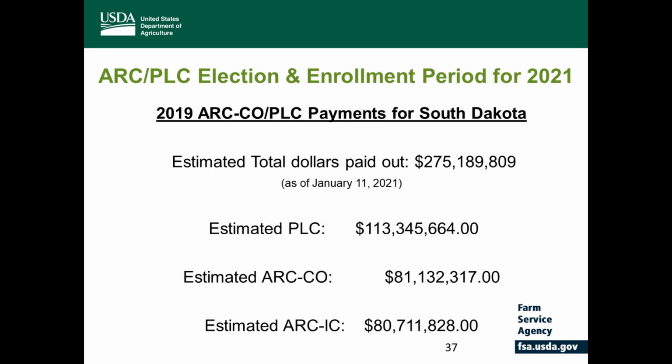So as of January 11th of 2021, just last month, this is the estimated total dollars paid out for all three programs, $275 million. And then we have a breakdown here of each program. The estimated PLC, a little over $113 million went out. Estimated ARC County, a little over $81 million. And then estimated ARC-IC, almost $81 million paid out under the 2019 farm program.